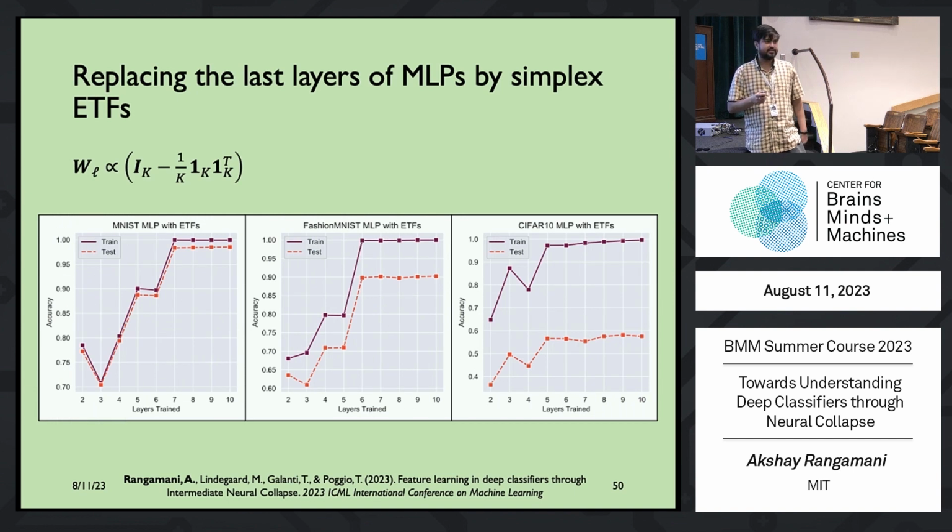Okay, and another experiment that we did was replacing not just the last layer, but the top few layers by simplex ETFs. So we don't train them and just fix them to be the simplex ETF formula, and you can get essentially the same performance until wherever the network collapsed. So here I mean that for 7 layers trained, out of 10 layers you train only the first 7, and the last 3 you replace by simplex ETFs, and you still get the same performance as you did initially.